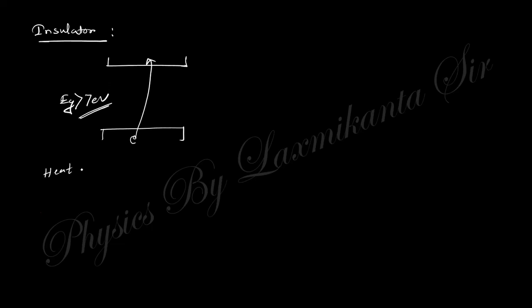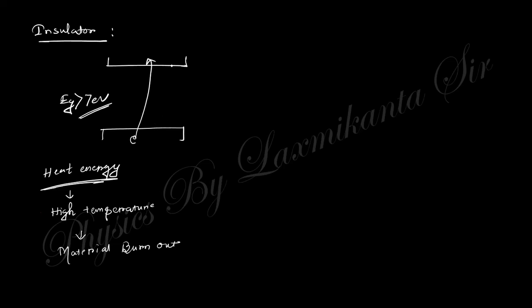This energy comes from heat energy, and this higher heat energy comes from high temperature. This requires high temperature, right? For higher heat energy, you need high temperature, and this high temperature becomes the material burnout. The material can be burned out. That's why the electron cannot go to that region. That's why in case of an insulator, the material conductivity does not change with the temperature.